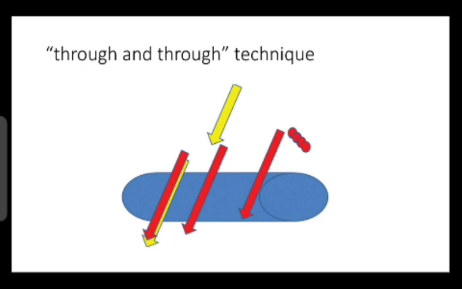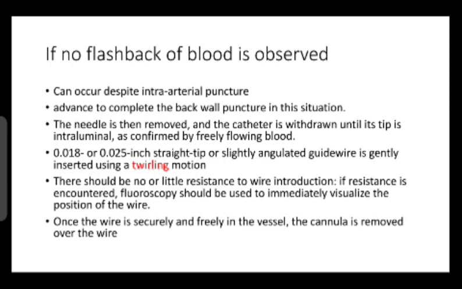The through and through technique is shown. First there is insertion, then a little withdrawal. If no flashback of blood is observed, which can occur despite intraarterial puncture, advance to complete the back wall puncture. In this situation, the needle is then removed and the catheter is withdrawn until its tip is intraluminal, as confirmed by freely flowing blood.